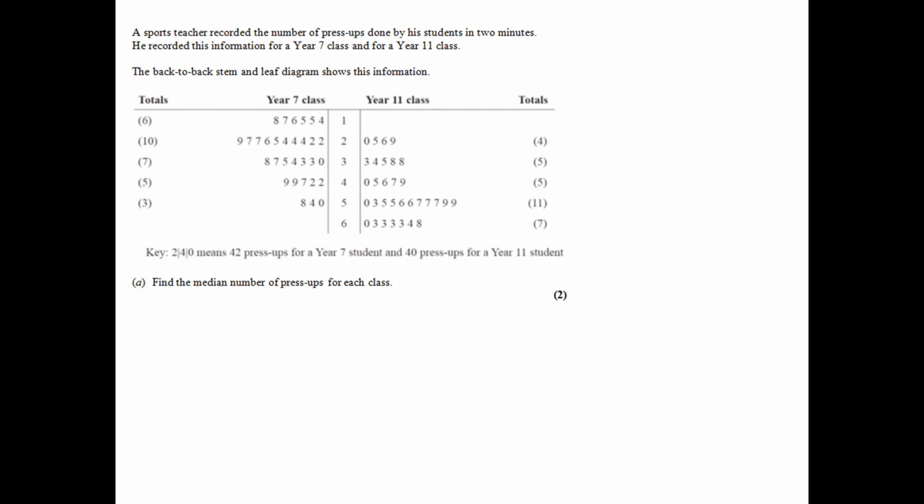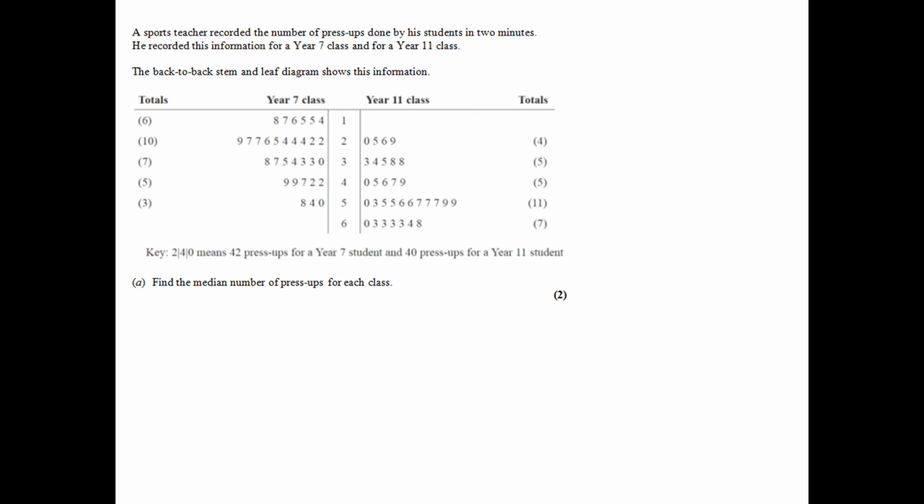In this question, we have data that a sports teacher has recorded on the number of press-ups done by students in 2 minutes for both a Year 7 class and a Year 11 class, presented as a back-to-back stem and leaf diagram. In part A, we're asked to find the median number of press-ups for each class.